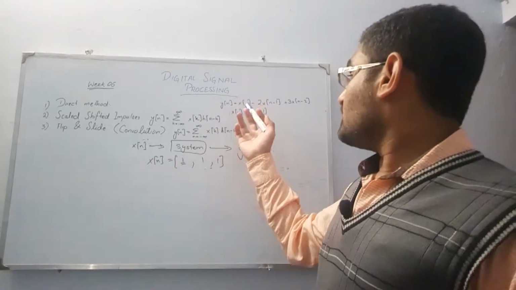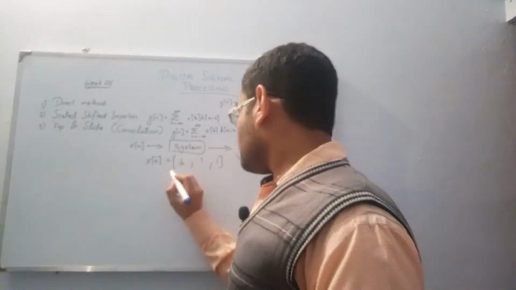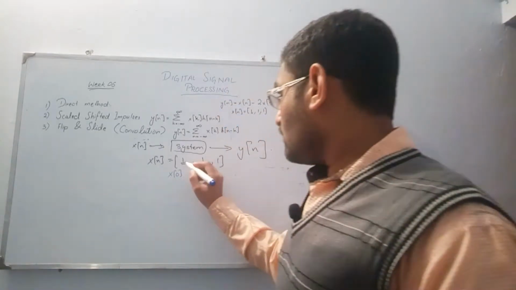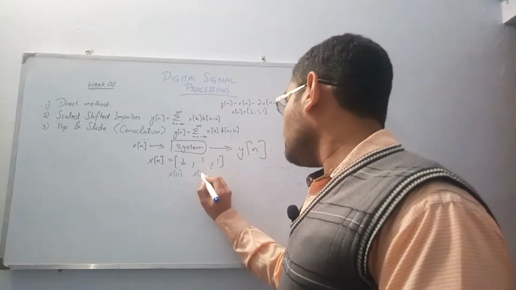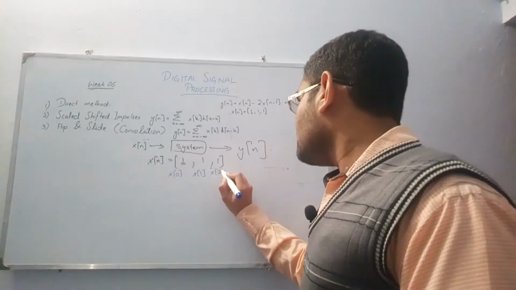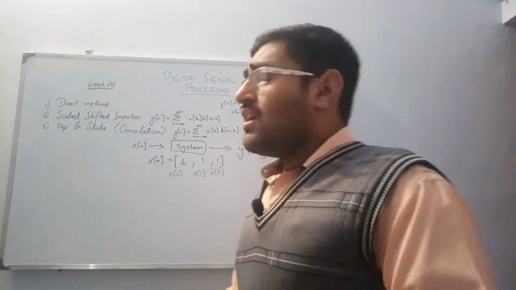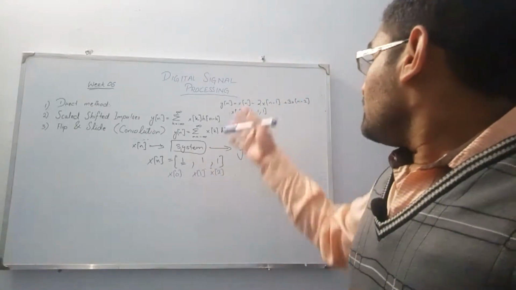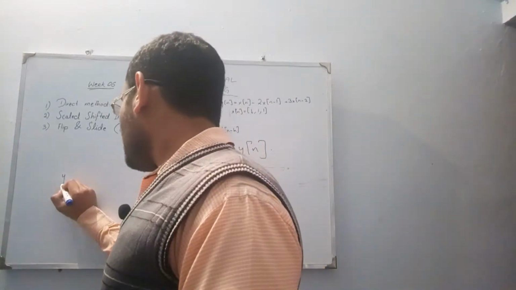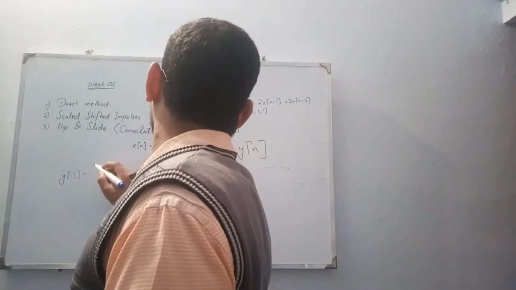I have the system, this one, and x of n is this. This means that x of 0 is equal to 1, x of 1 is also equal to 1, and x of 2 is also equal to 1. So I want to find y of n. Let's start with y of minus 1. When n is equal to minus 1, what will be the output?